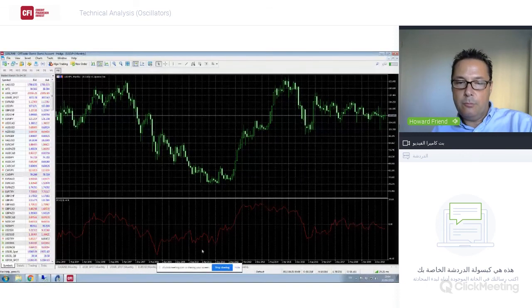Major divergence actually came on this market back here when it made this major low back in 2011 or so, when the momentum low was there and the price low was here. So that's what a real divergence looks like.